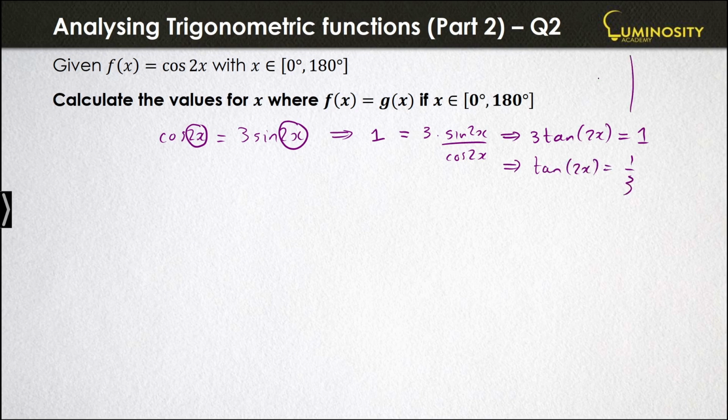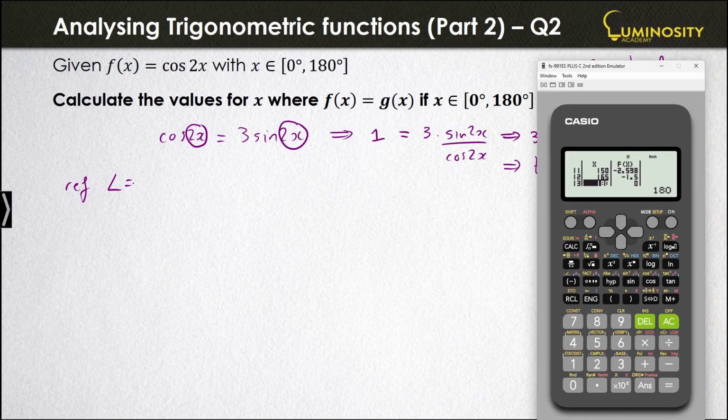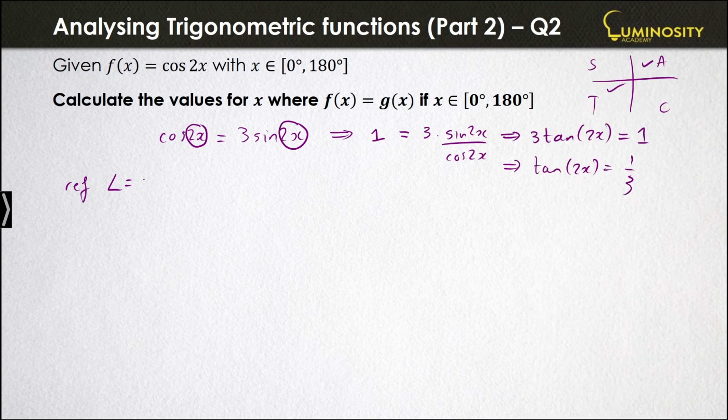Okay, trigonometric equation time. Get the CAST diagram out. Where is tan positive? In the first and third quadrants. But you'll only need one of the solutions when it comes to tan when you're working out a general solution. Okay, so reference angle, that's going to be tan inverse of 1/3. So let's go back to the calculator. Tan inverse of 1/3, and that gives me 18.43 degrees. Okay, so that's the reference angle here.